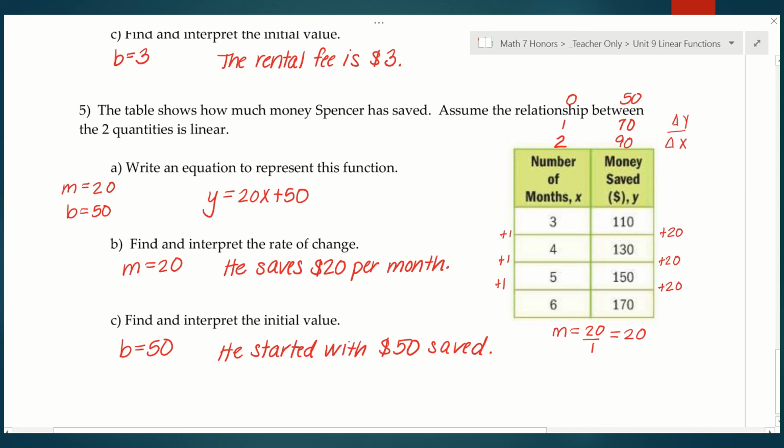Okay, great job, guys. So in our next lesson, we're going to talk about comparing functions. So we'll be doing very similar things, but we're going to be looking at 2 functions at a time. So stay tuned.